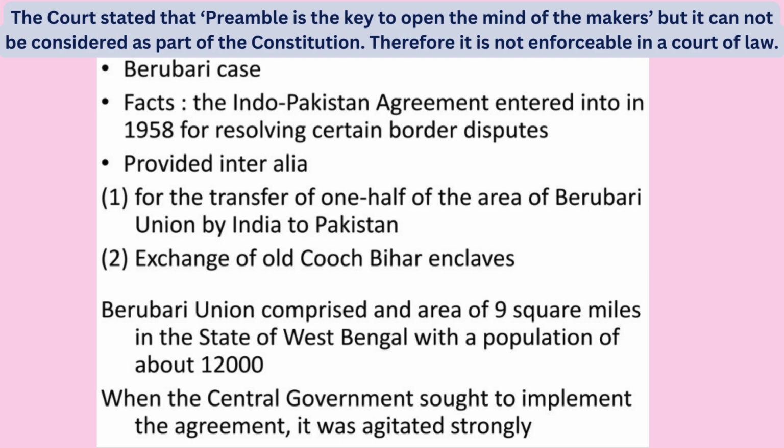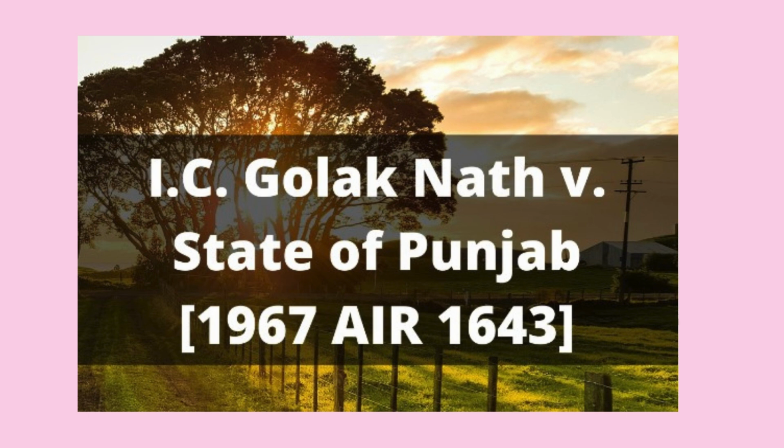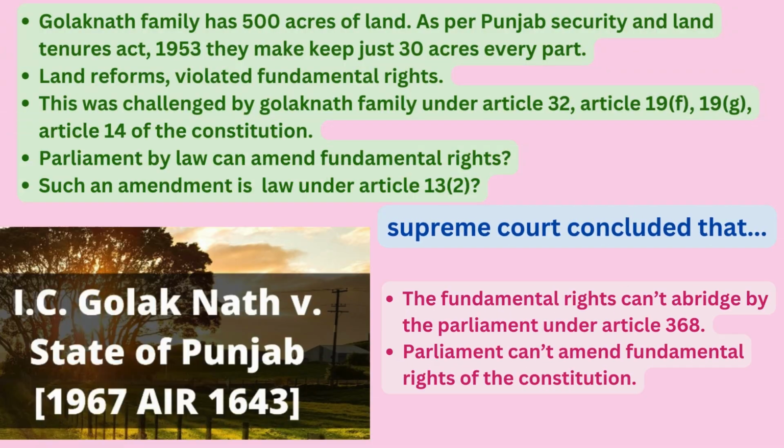In Jalandhar, Punjab, two brothers called Henry and William Golaknath owned around 500 acres of farmland. The Golaknath brothers were told that they could only have 30 acres of land under the newly adopted Punjab Security and Land Tenures Act, and that a portion of the land would be allocated to tenants while the rest would be considered excess and taken over by the government.